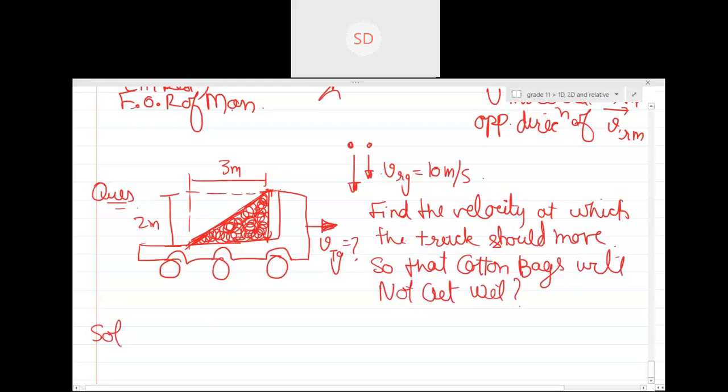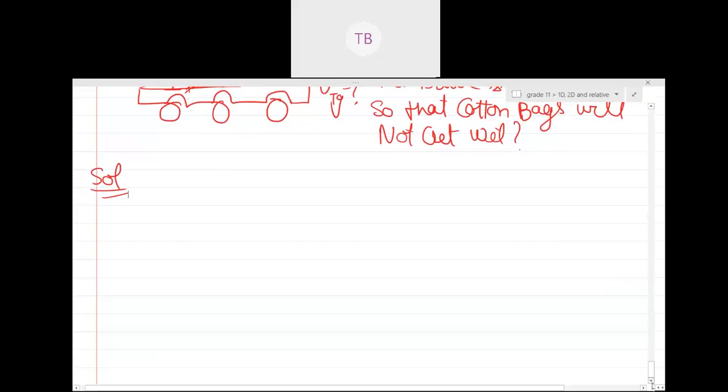How will you do this question? Any thoughts on how to do this? How did we protect ourselves when moving with the umbrella? When we are moving with some velocity, the raindrops will fall at a certain angle. It depends on how much velocity you're moving, that much angle they'll fall by. Look at the diagram.